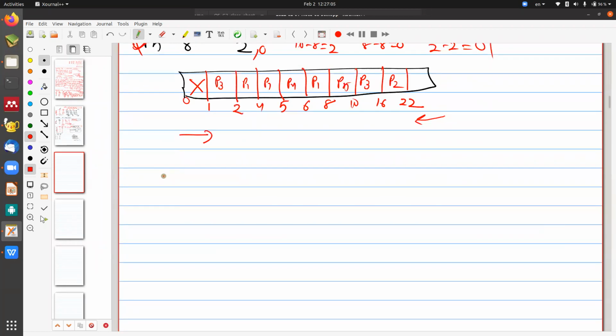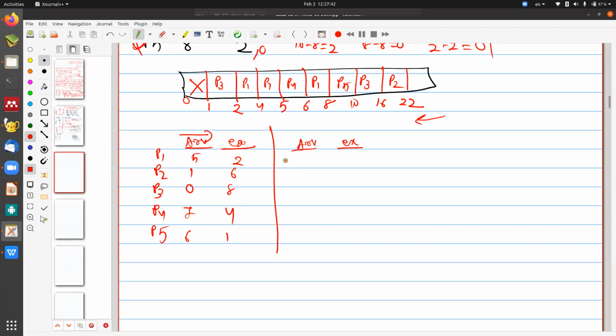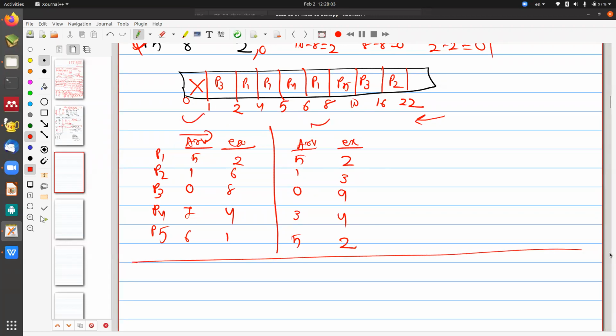I am giving you two more questions that you can try later, not now. P1, P2, P3, P4, P5, and arrival times are 5, 1, 0, 7, 6, and execution times are 2, 6, 8, 4, and 1. Another one you can try: arrival times are 5, 1, 0, 3, and 5, and execution times are 2, 3, 9, 4, and 2. Try these two questions with SRTF.